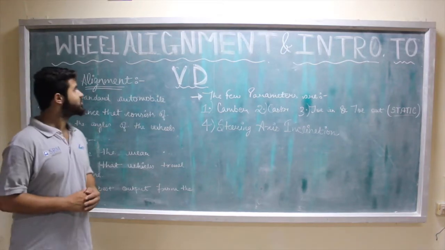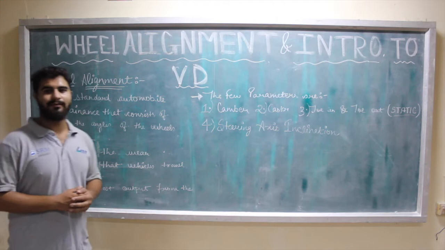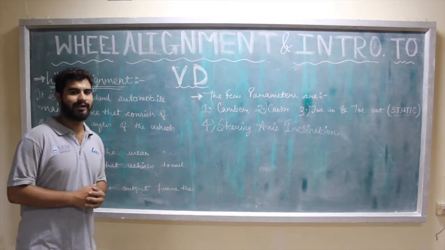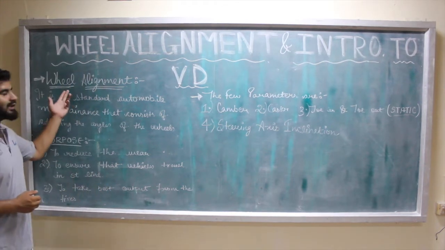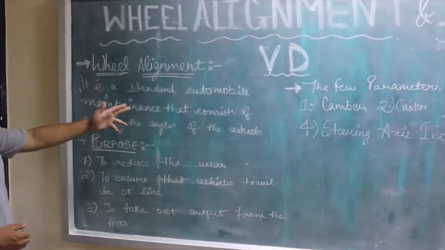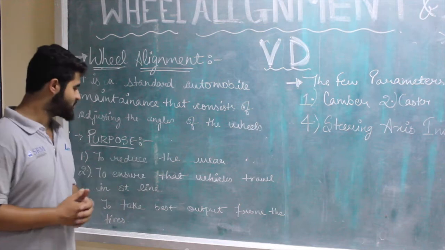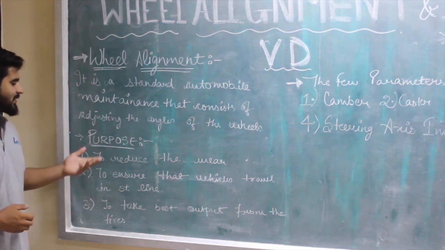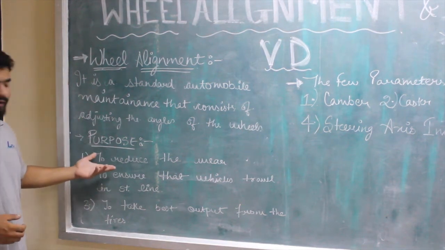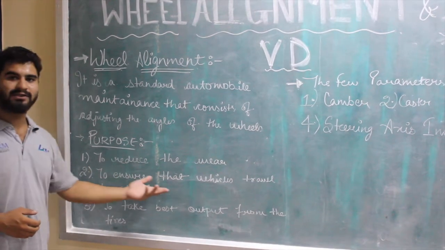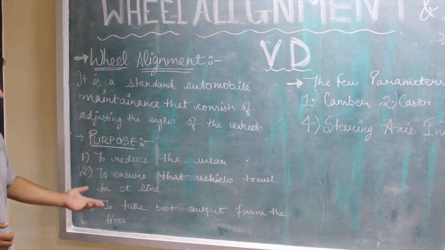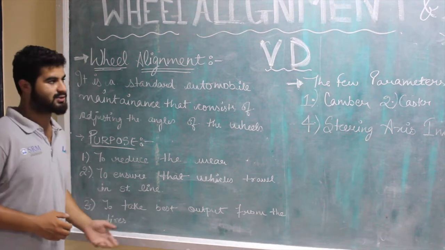Hello. So today's lesson is going to be on wheel alignment and an introduction to VD, or vehicle dynamics. So what is wheel alignment? It's a standard automobile maintenance procedure that consists of adjusting the angle of the wheels. The purpose is that it reduces tire wear, ensures that the vehicle travels along a straight path, and takes the best output from the tires.